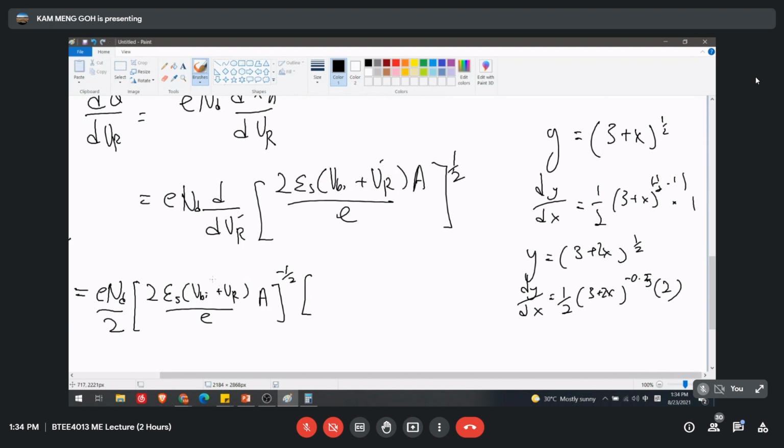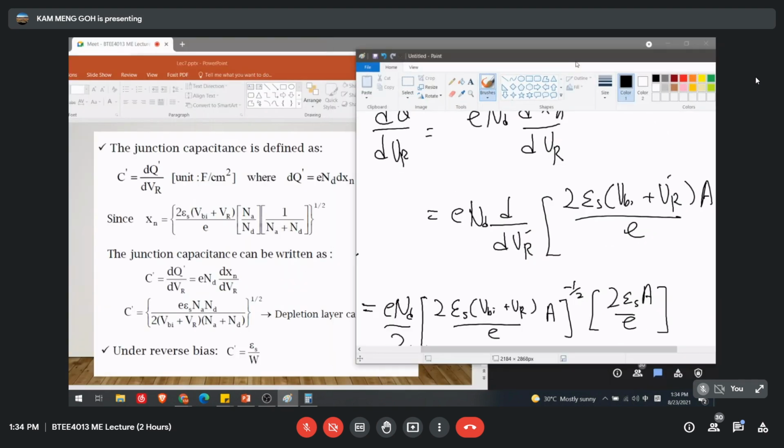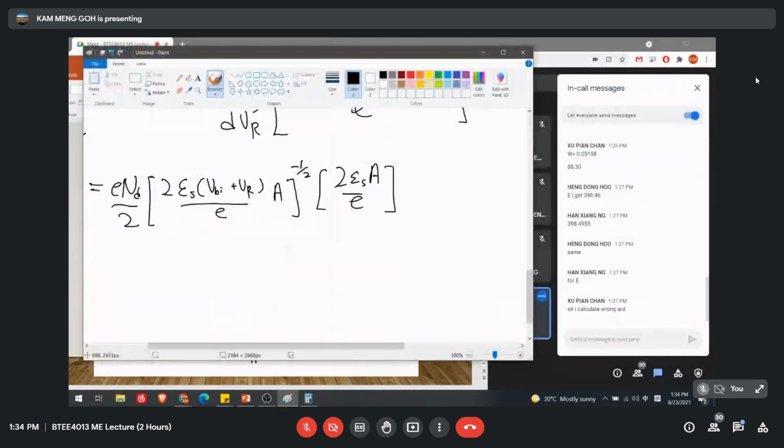So this thing we can split into two parts. One is the constant, another one is the one with VR, the variable that we need. And then we can further write it down here, derive it in this way. At this point, can you understand? The derivation here, at this point, can you understand? Okay, okay.